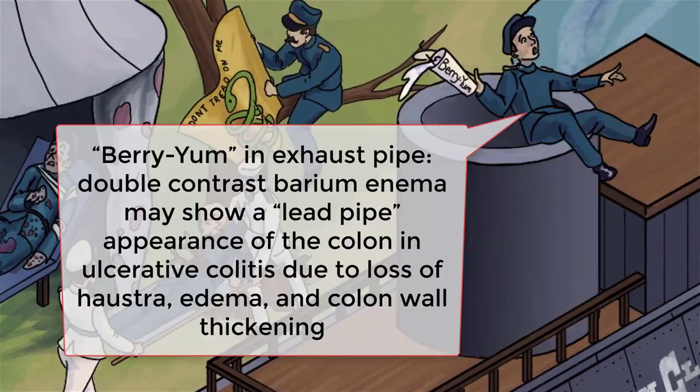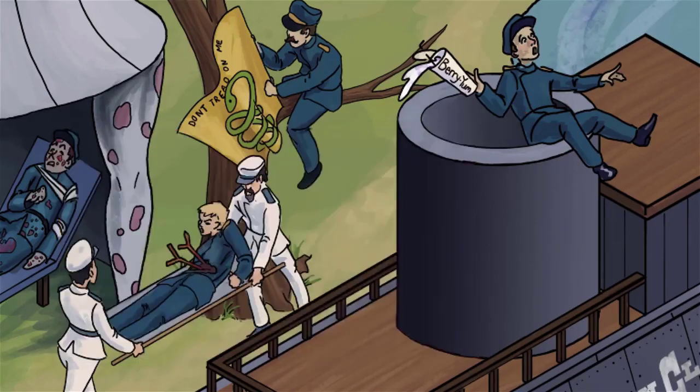In some cases, a double contrast barium enema may be performed to evaluate the mucosa of the colon. A classic finding on barium enema is the lead pipe appearance of the colon due to loss of haustra combined with extensive wall thickening. Which is why we have this Union soldier dropping his barium into the tailpipe, if you know what I mean. This used to be the gold standard of diagnosis, but not anymore.